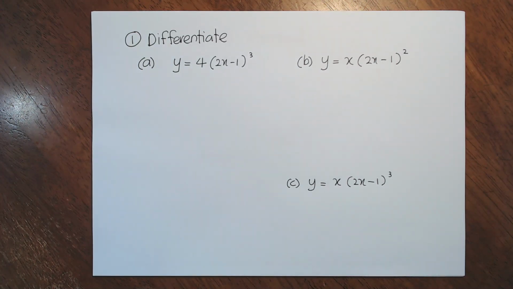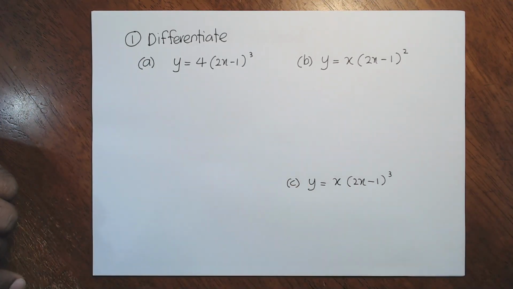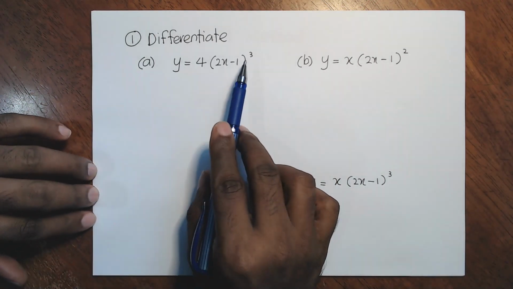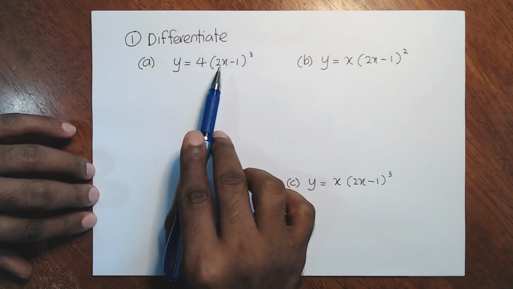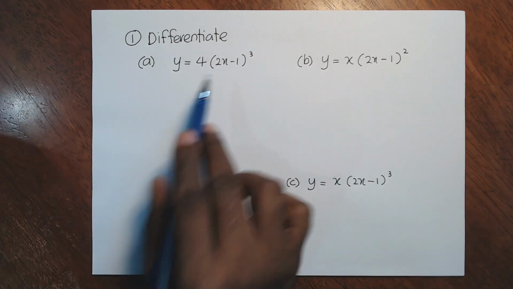Hello guys, let's continue with differentiation. So we have a question here. The question asks you to differentiate these few things, right? And in the video before, in differentiation 4, we learned the bracket method. So when you want to differentiate this, y equals 4(2x minus 1) to the power of 3, you realize that you cannot expand this, so obviously we would use the bracket method.